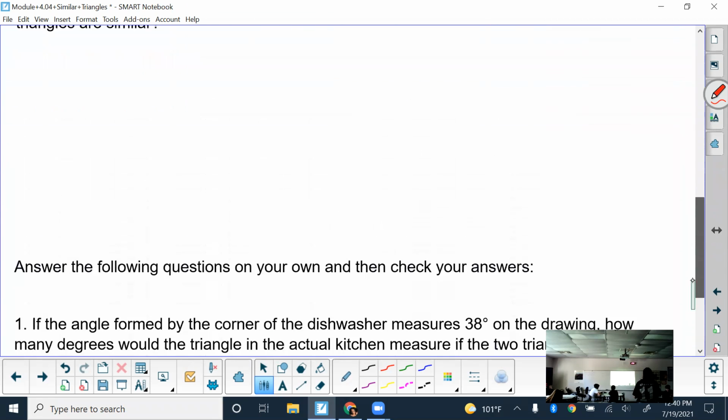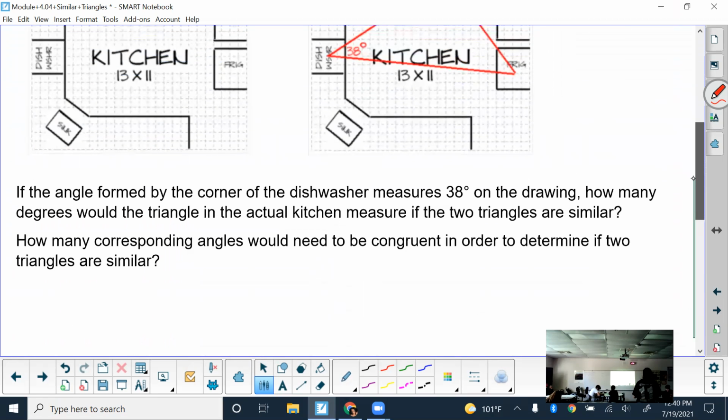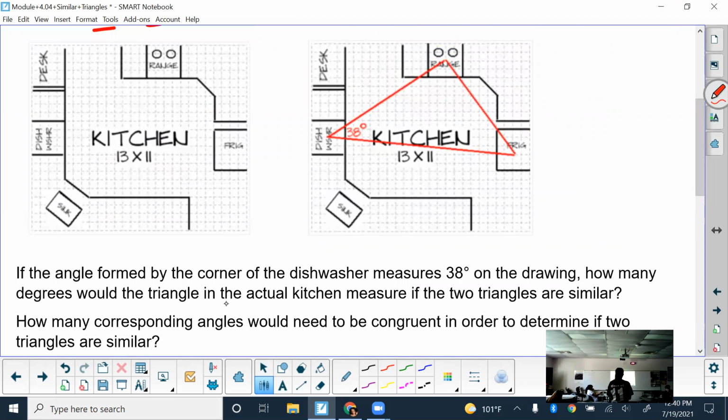You have a couple questions here. These are repeats of the questions that are a little bit above. So if the angle formed by the corner of the dishwasher measures 38 degrees on the drawing, how many degrees would the triangle in the actual kitchen measure if the two triangles are similar? All right, so, corresponding triangles have the same or different angle measures if they're similar.